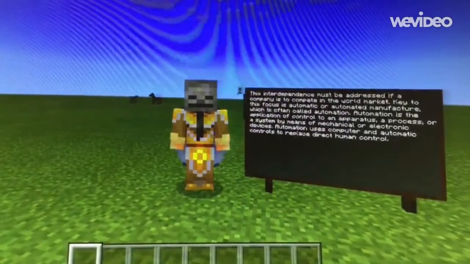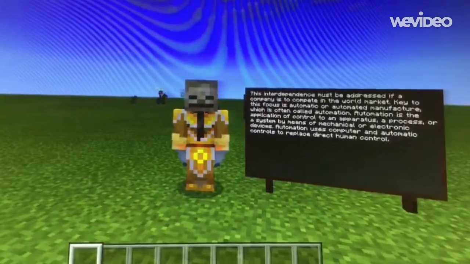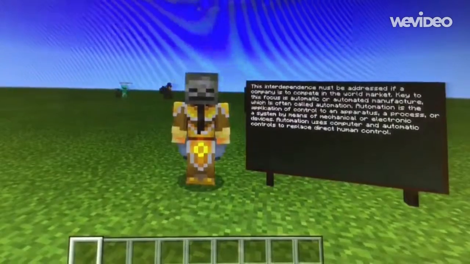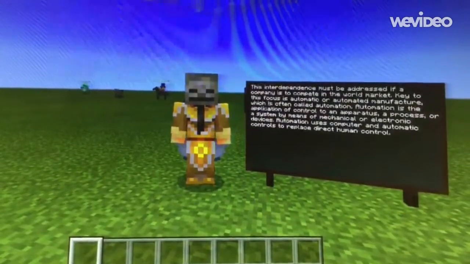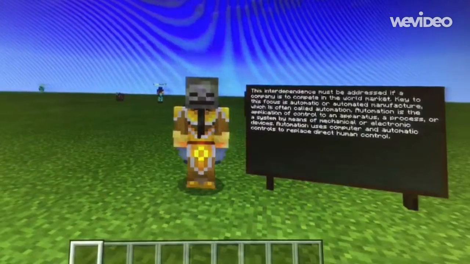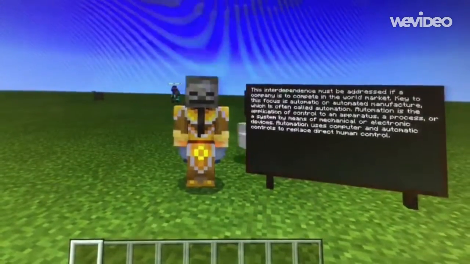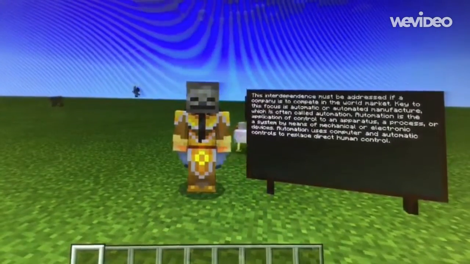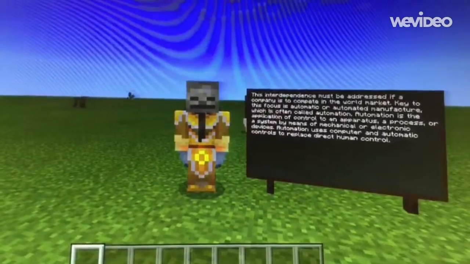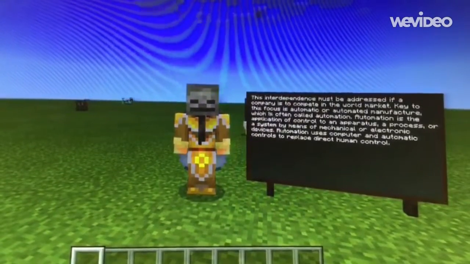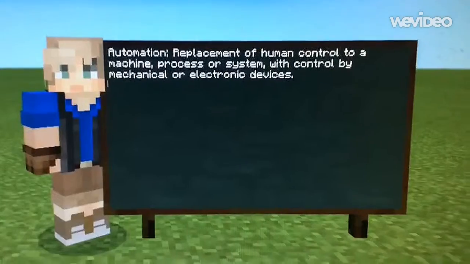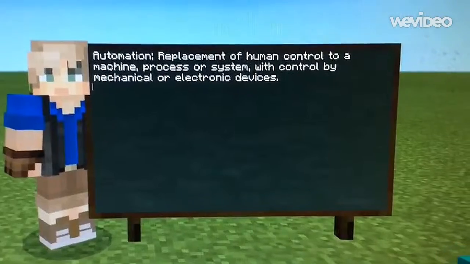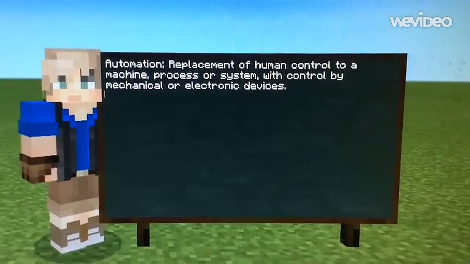This interdependence must be addressed if a company is to compete in the world market. Key to this focus is automatic or automated manufacturing, which is often called automation. Automation is the application of control to an apparatus, a process, or a system by means of mechanical or electronic devices. Automation uses computer and automatic controls to replace direct human control. Automation: replacement of human control to a machine, process, or system with control by mechanical or electronic devices.